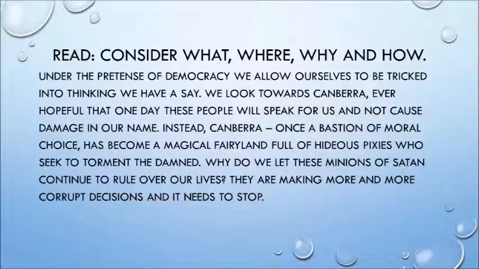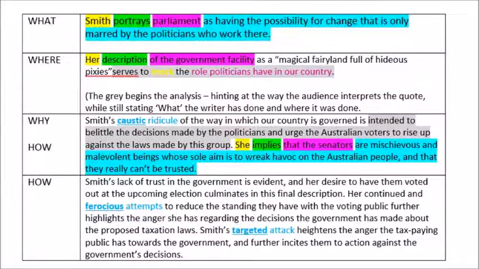So we're saying the author is a person called Smith, and Smith portrays Parliament as having the possibility for change that is only marred by the politicians who work there. So if you go back to the text, you'll notice those words are never written in the text, but that is a summary of what Smith is actually saying, that Canberra and Parliament is corrupt, there's problems there, and that if they would make some change, we would have a better system.